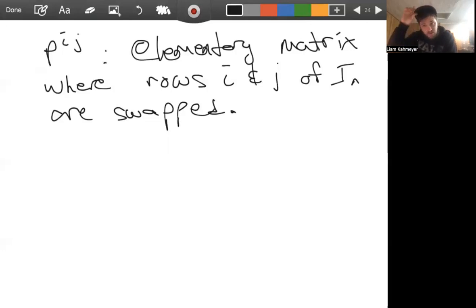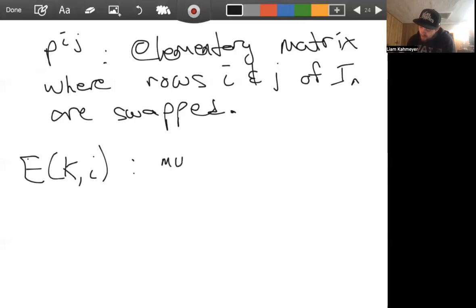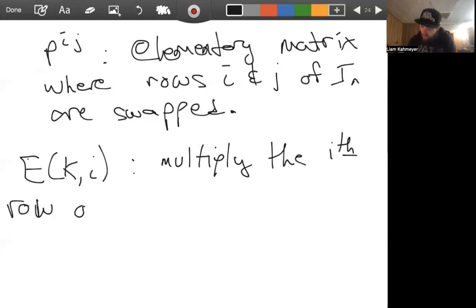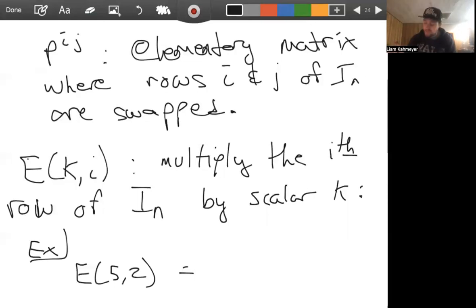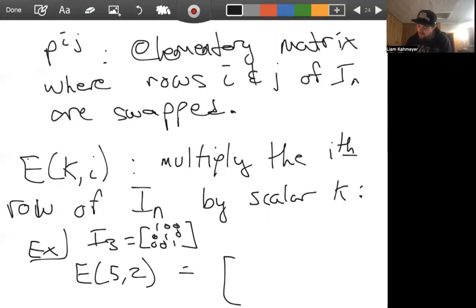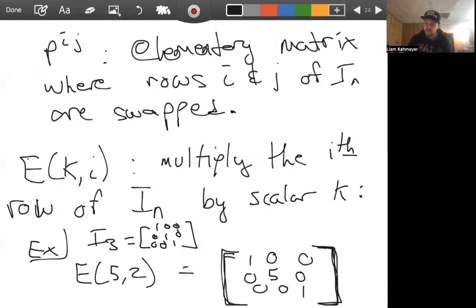We also have another example of elementary matrices, which we'll denote as E_k,i. This is where you multiply the ith row of I_n, the identity matrix, by a scalar k. For example, E_5,2 for a 3 by 3: let's say we're looking at I3, which is 1, 1, 1 along the diagonal and 0 everywhere else. E_5,2 would then be, well, the only thing we did was multiply the second row by 5, so 1, 0, 0, 0, 5, 0, 0, 0, 1. And so this is another example of an elementary matrix. These permutation matrices and these E_k,i are among the most common that we'll see.